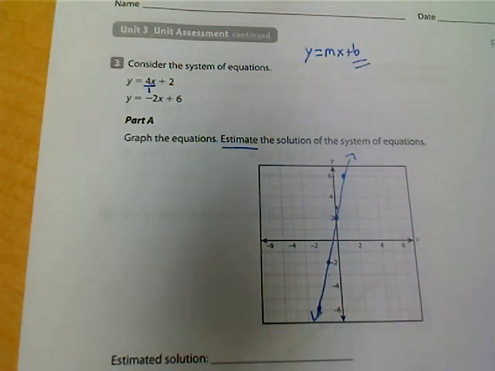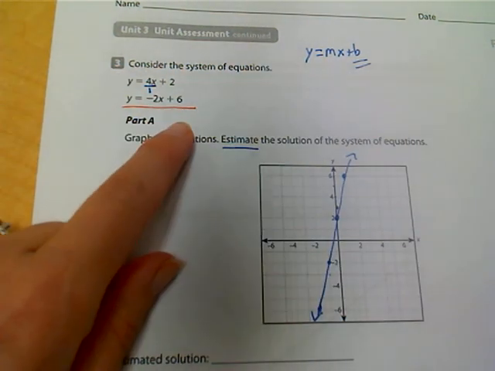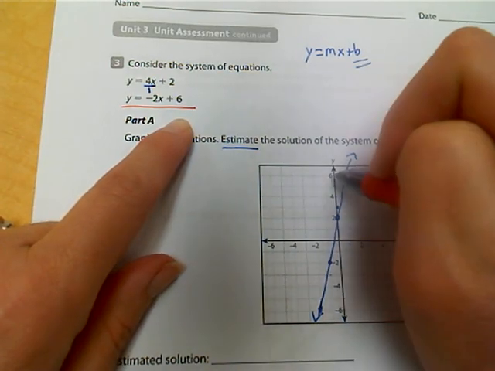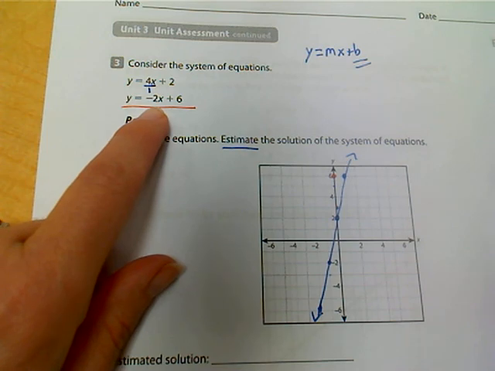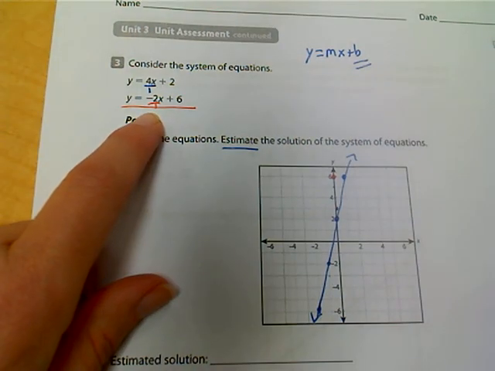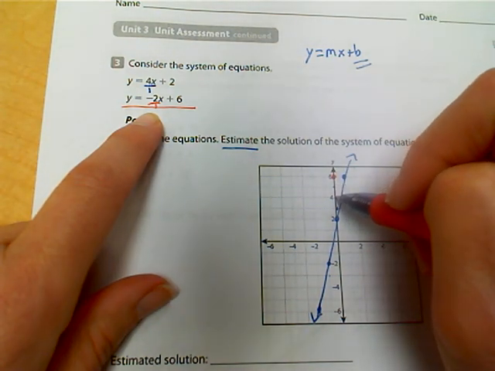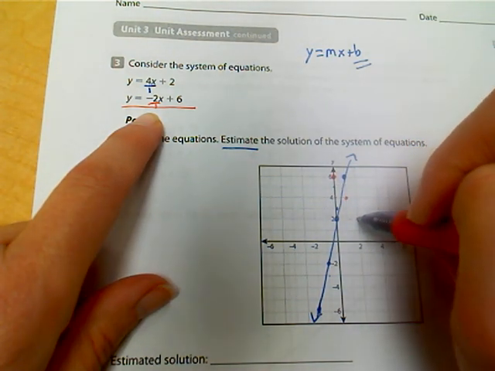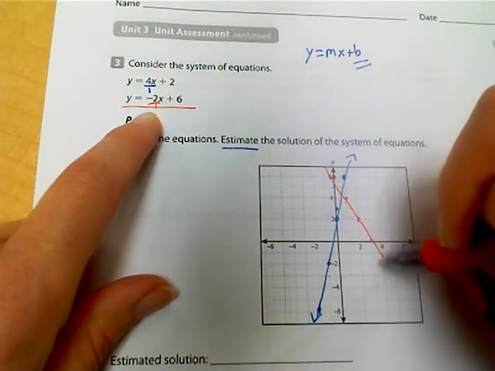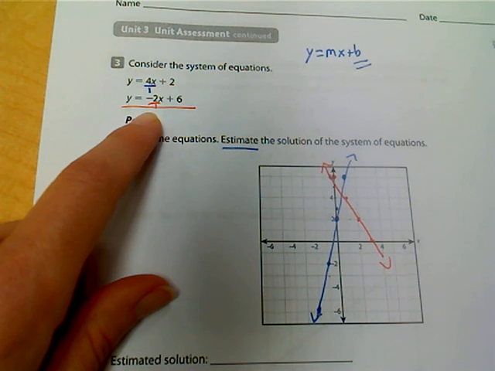The second equation, I'll use red just so you can see the contrast. So put this one in red. I'm going to start at 6 on the y-axis. There's my 6, and I'm going to go down 2, right 1. Down 2, right 1. Down 2, right 1. So they're crossing, but they're not crossing in a perfect corner of a square for me to figure out what the solution is.